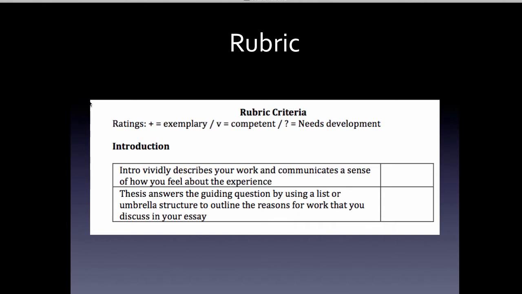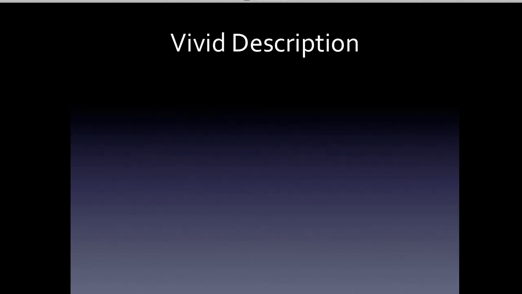If you check out the rubric for paper number one, you will notice two evaluation criteria for the introduction: a vivid description of your work and a thesis statement. We're not going to work on your thesis statement until much later in the essay, so put that aside for now. What we're going to focus on in this video is how to compose a vivid and effective description of your work. A vivid description of your work has three key elements.